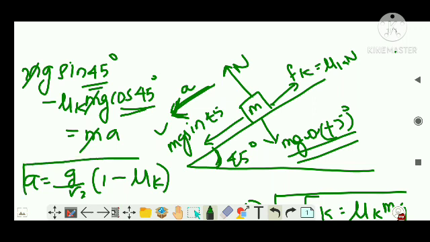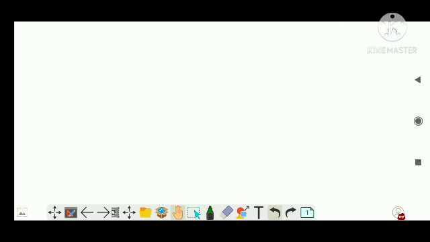Right? You will get the value of this one. Simple. If you don't make it complicated, it is very easy. Clear? Suppose there can be a condition when you are not given the angle of repose. So you have to find that also.